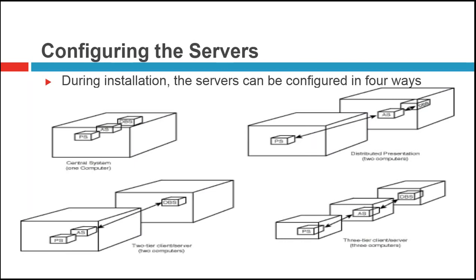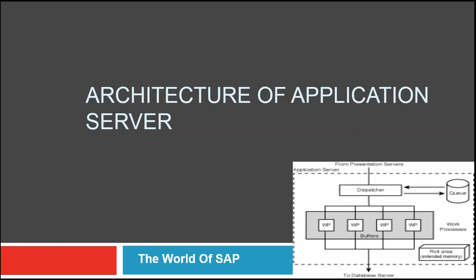Okay, it is called a 3-tier architecture where, for example, in real-time, the client can be maintained there, the presentation server in India, the application server in Singapore, and the database in the US. This is what you call a 3-tier architecture. And we see the architecture of the application server.